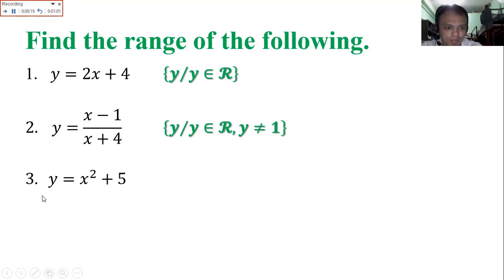Next, y equals to x squared plus 5. Okay, tulad dun sa example 1 and 2. Then your range here is greater than or equal to 5. Nag-interchange tayo ng positions. Nag-solve tayo dito. Okay? That's it.